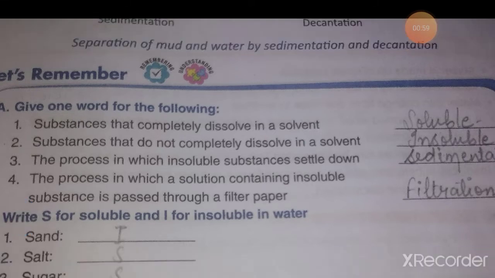Give one word for the following. First is substances that completely dissolve in a solvent. That we have read just now. The substances that completely dissolve in a solvent, that are called as soluble. Next, substances that do not completely dissolve in a solvent. Opposite one, that are called as insoluble.